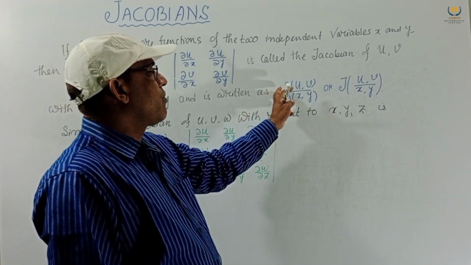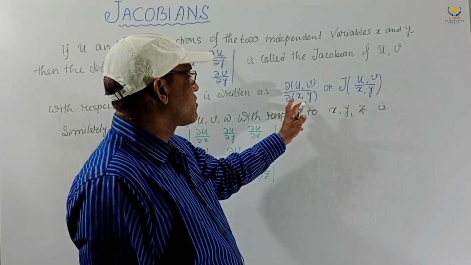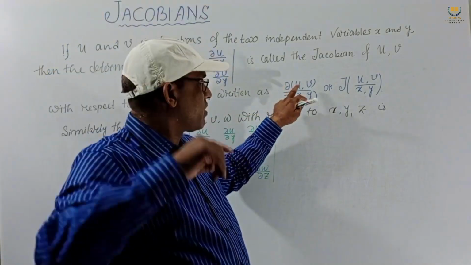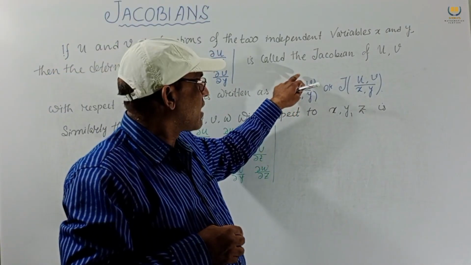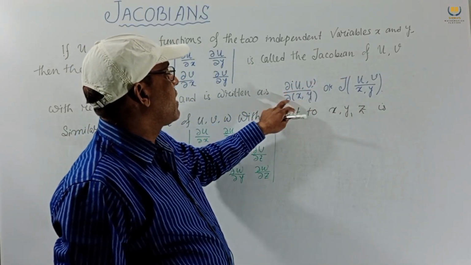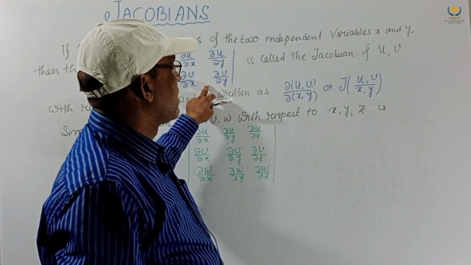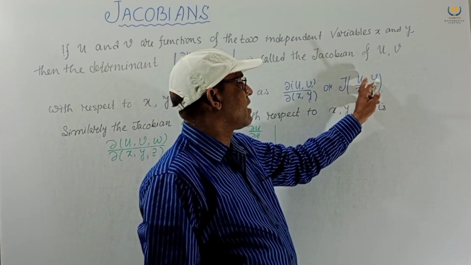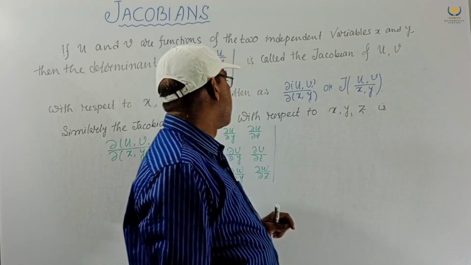If we have del(u,v) by del(x,y), then in the first row we write u, because u is in the first position: del u del x, del u del y. And in the second row v: del v del x, del v del y. We write this one.